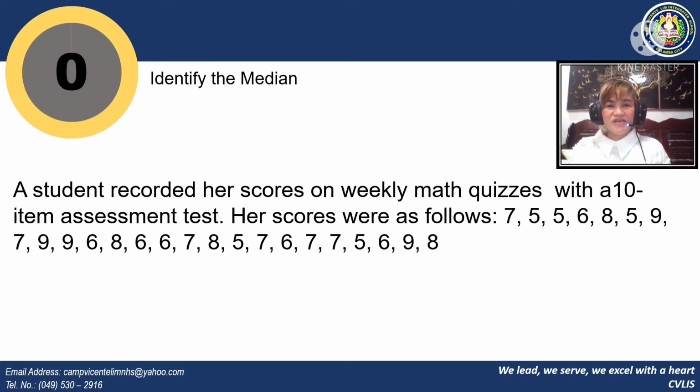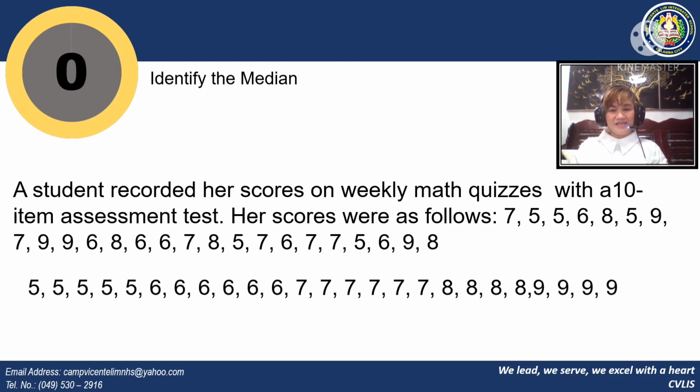Okay, so let us check your answer. Yes, you are absolutely correct. So first, you need to arrange the data distribution from lowest to highest, then find the middle score. Okay, so in this data, the middle score is 7. I hope that you find it correctly.